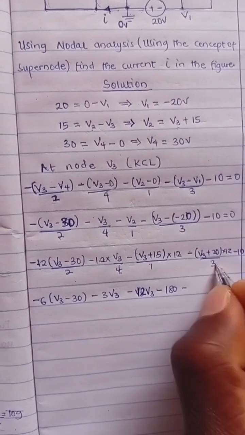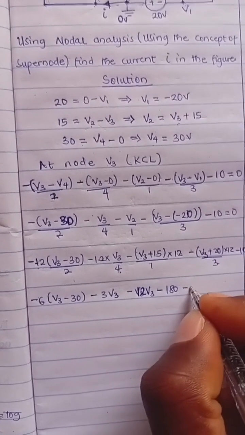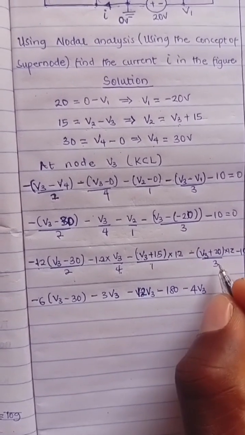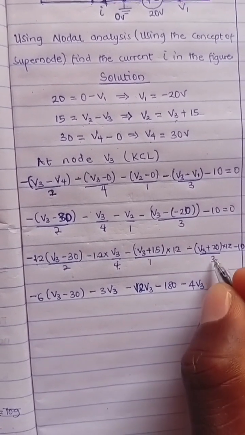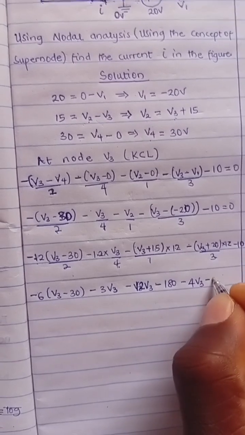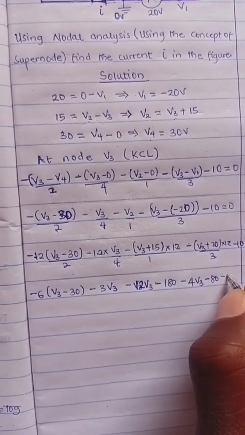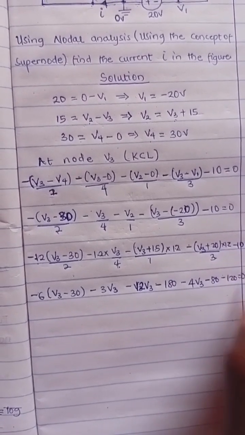Then 12 divided by 3, that will be 4. 4 times √3, you have minus 4√3. Then my 12 divided by 3 is still 4. 4 times 20, you have minus 80. Then minus 10 times 12 will give you 120, everything equals to 0.